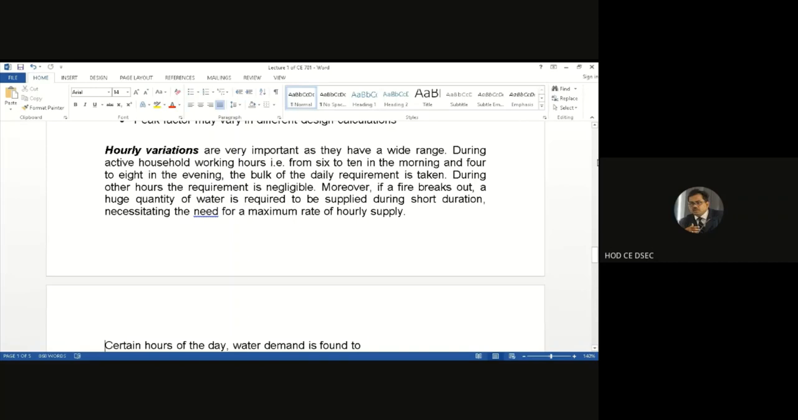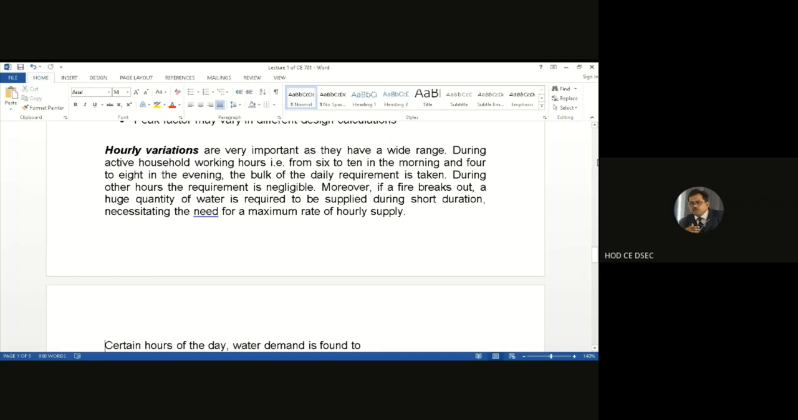So what we can see? We can see the hourly variations of the water usage and water demand. Moreover, if a fire breaks out, a huge quantity of water is required to be supplied during a short duration, necessitating the need for a maximum rate of hourly supply.